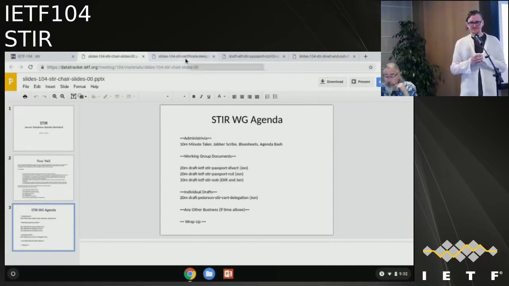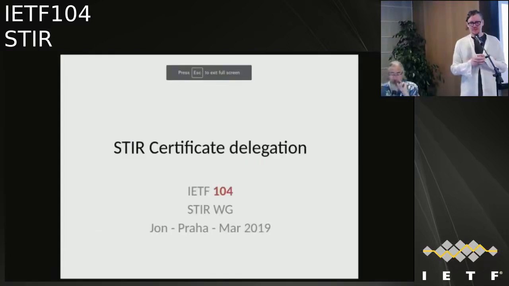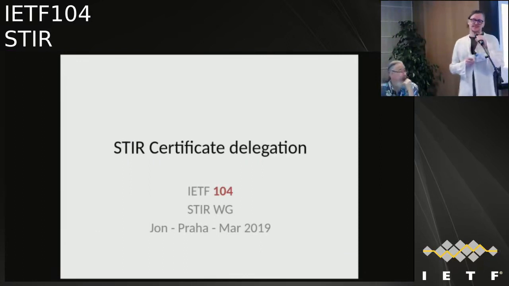Working on it. So my last one said it was IETF 103. This one says IETF 104. You at least have the place the same in both of them. I know. So, maybe not. Somebody should really pay attention when they do these slides.